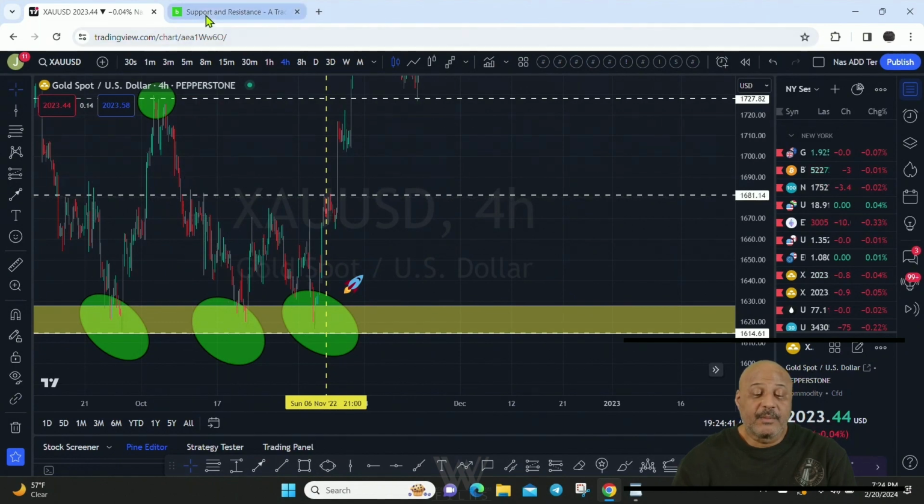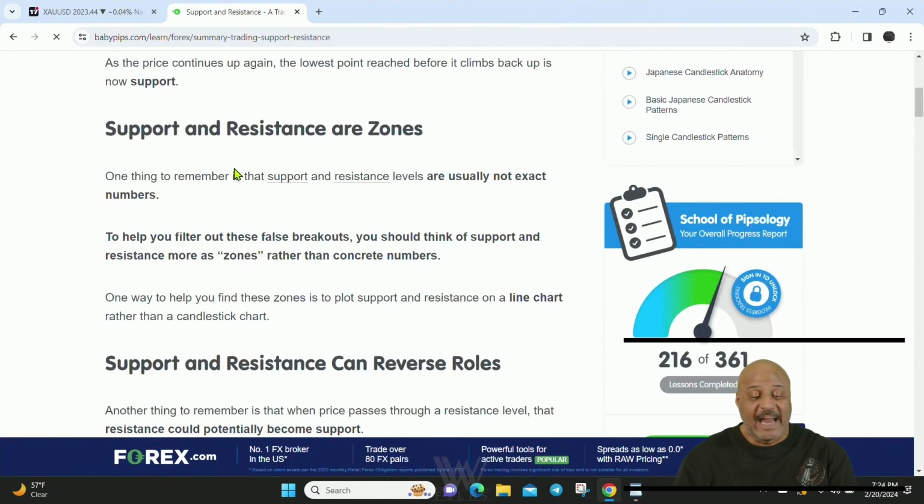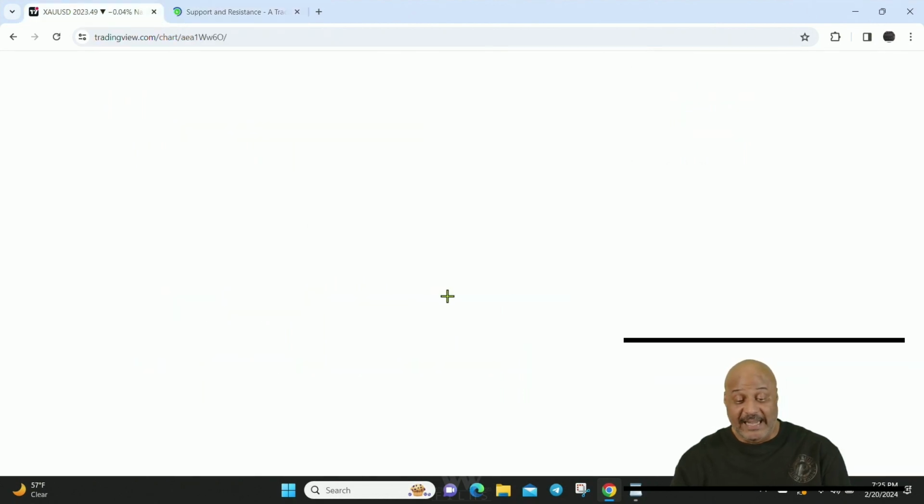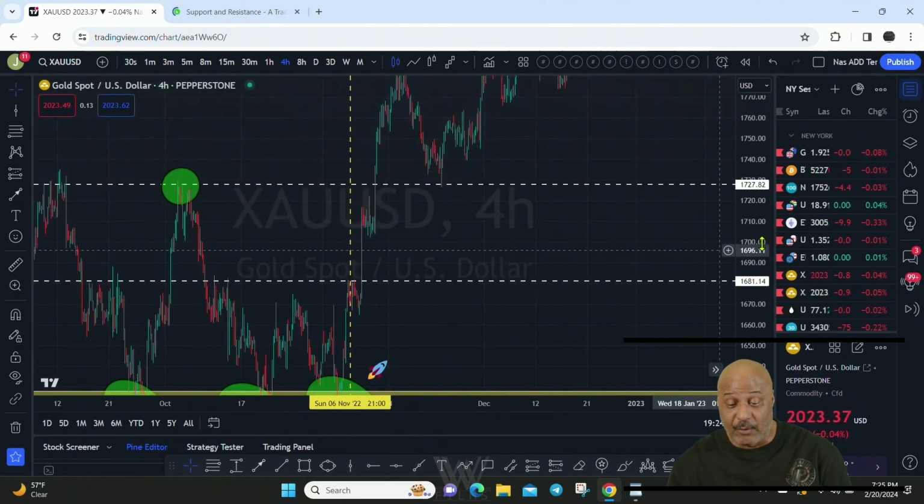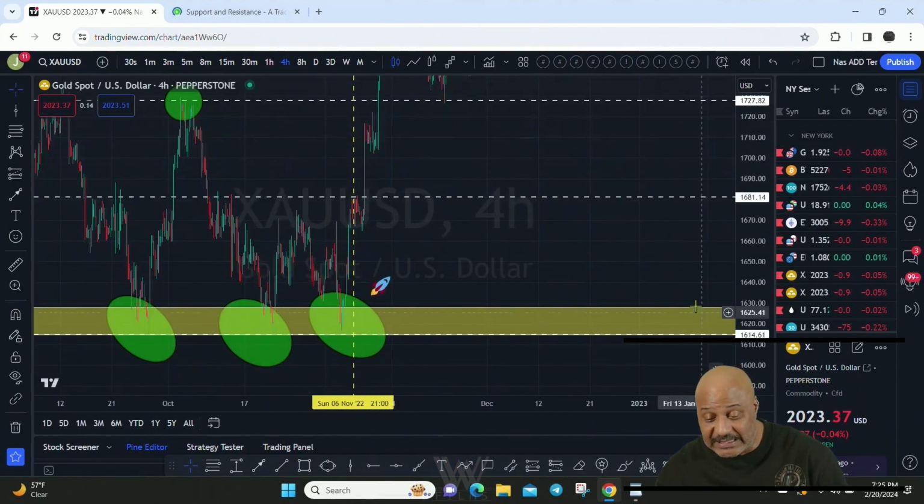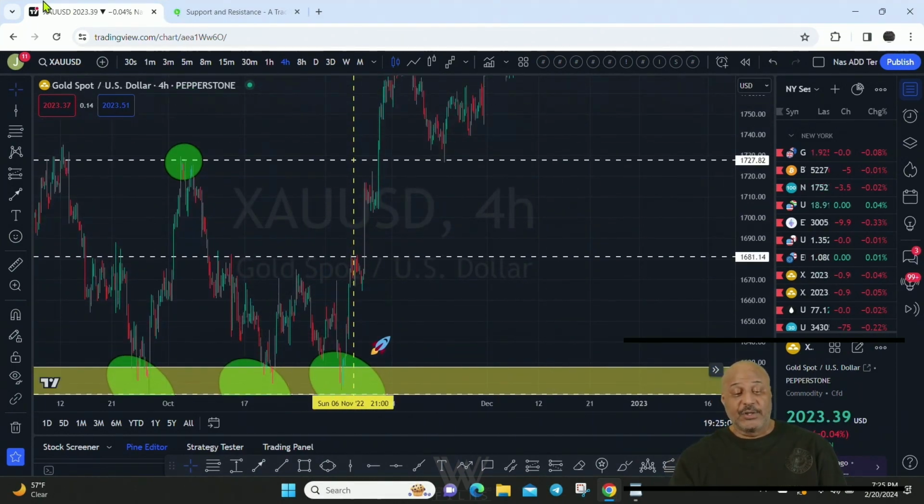So again, babypips.com is a great resource for information. And you can see what happened. What does it say here? One thing to remember is that support and resistance usually are not exact numbers. And you see, they're not exact numbers here. They're all over the place. I got one at 1727, one at 1681, down here at 1630, all these different numbers, right? So you can see why that is right there.